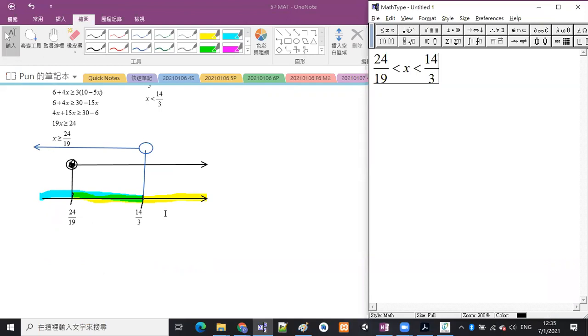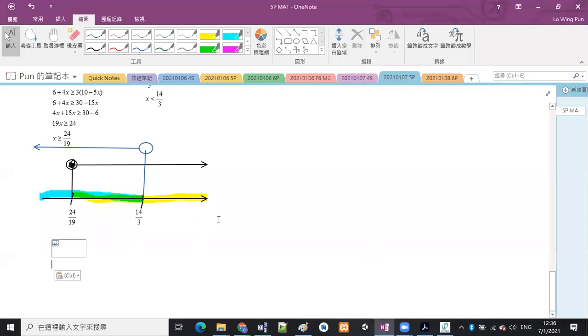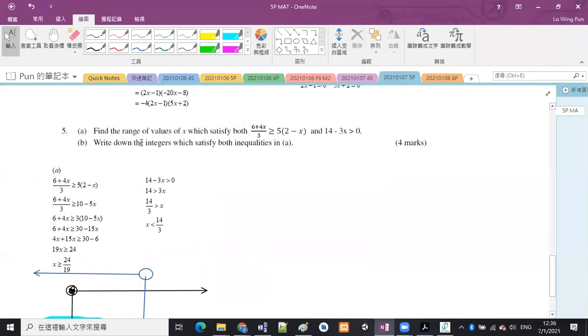Okay, it's always like this, but we need to check whether x can be equal to 24 over 19 and whether x can be equal to 14 over 3. Can you see that on the point 24 over 19, it is a solid circle? So this is not just less than, it should be less than or equal to. And on the point 14 over 3, it is a hollow circle, so it is just less than. Okay, so that is the final answer of part A. Is that okay? Find the range of x.